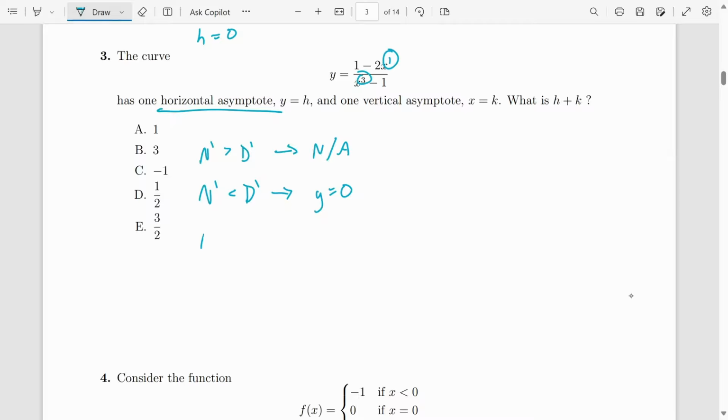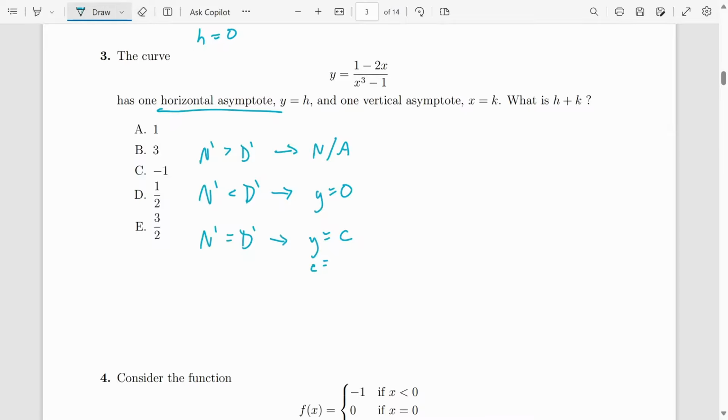And then just for completeness, I'll also put the third case where when the degrees are equal, there is one horizontal asymptote. It's y equals c, where c equals the fraction of the coefficients. So in this case, we don't really have to calculate this, but it would be -2 divided by 1, which is -2. So if this was an x cubed up there, then we would have a horizontal asymptote at -2, but we don't. So we have our h equals 0.